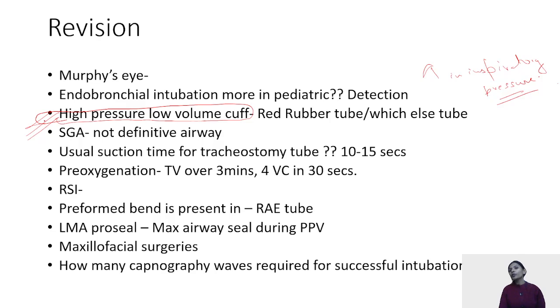When we talk about the tracheostomy tubes, in one paper it has been asked about the appropriate suction time that has to be used. This is 10 to 15 seconds. Done. Pre-oxygenation we discussed for 3 minutes, tidal volume, 4 vital capacity breaths in 30 seconds. RSI, which we just discussed, the rapid sequence intubation, Sellick maneuver, must to know. Done. Preformed bend is present in RAE tube.